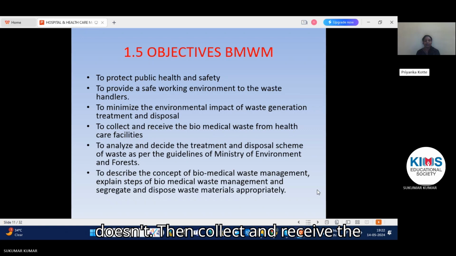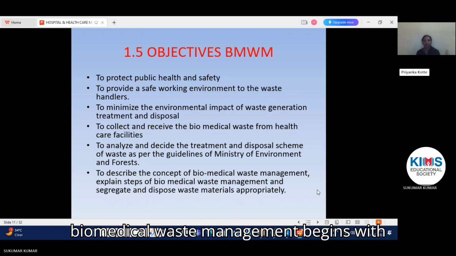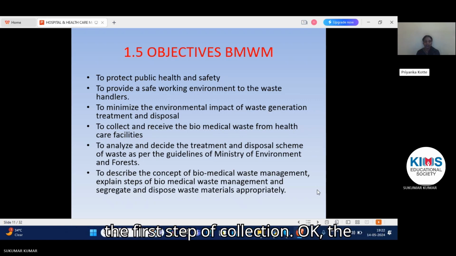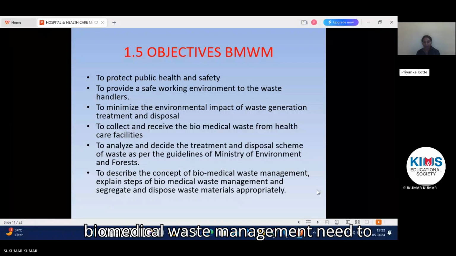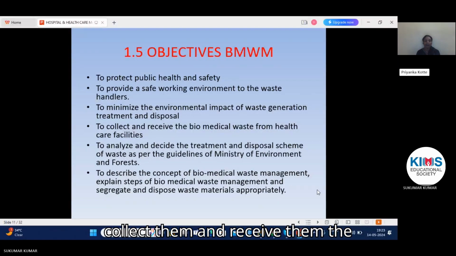Then collect and receive the biomedical waste from healthcare facilities. It is very, very important. One objective of biomedical waste management begins with the first step of collection. The biomedical waste management center or the people working under biomedical waste management need to collect and receive the biomedical waste from the healthcare facilities, which are hospitals and clinics.